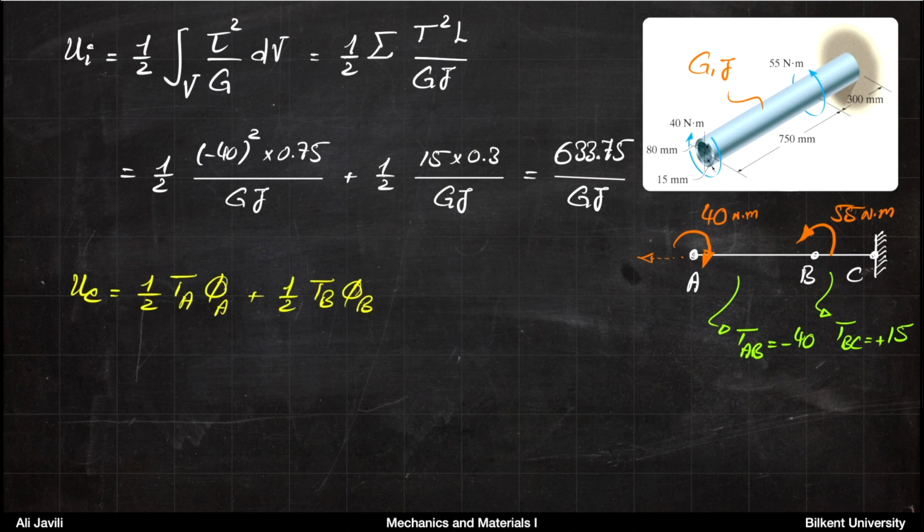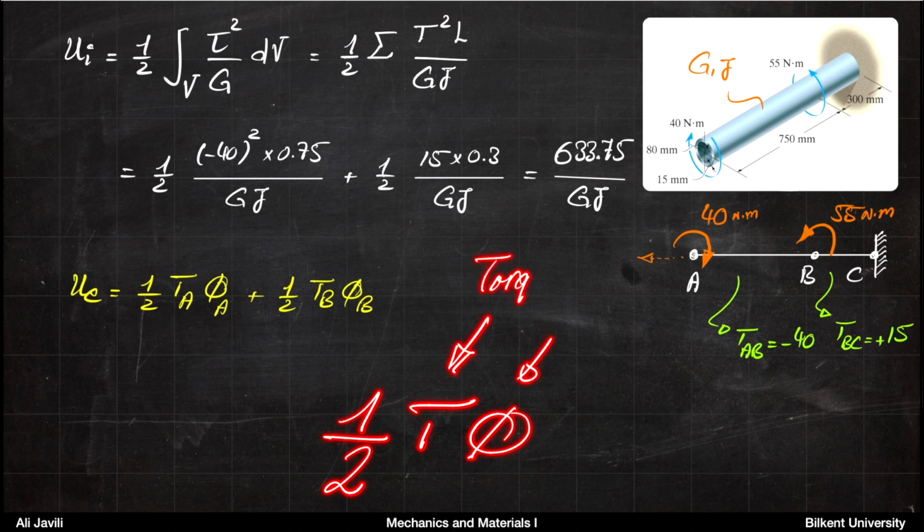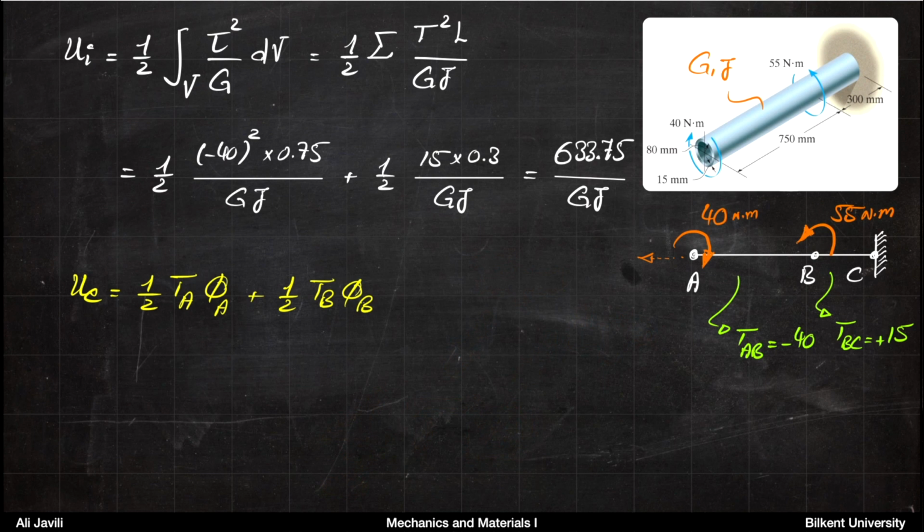Now, what we want to do next is to calculate the external energy, U_E. Again, the external energy now is the energy here at point A and the energy at point B. For each of them, the energy would be 1/2 of T times phi. So again, the energy due to torsion is 1/2 of torque times angle of twist. And this is equivalent to force times displacement, obviously.